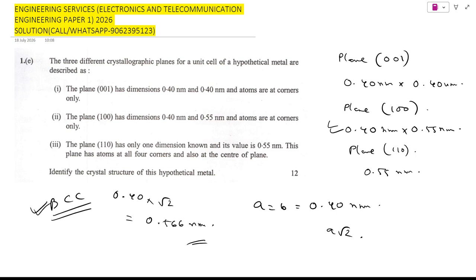The reasons: the 001 plane contains only corner atoms, the 100 plane also contains only corner atoms, the 110 plane contains 4 corner atoms and 1 center atom, which is the body centered atom, and the given dimension is 0.55 nanometer, which is approximately root 2 times 0.40, matches the face diagonal of the cube with the edge 0.40 nanometer. So hence the crystal structure is conclusively identified as the body centered cubic, that is BCC.